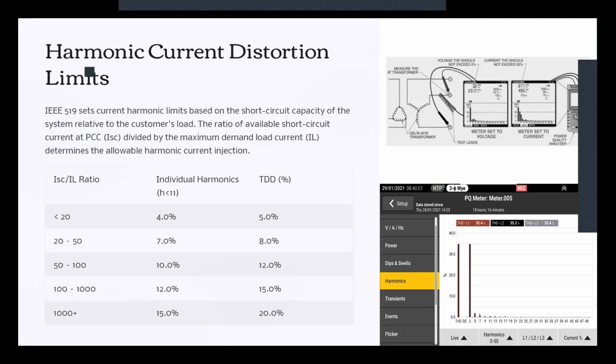Now, the table also sets individual limits for specific harmonic orders, like the fifth or seventh, especially the lower harmonics. So it ensures no single harmonic becomes too dominant. These limits apply at the PCC, not to individual equipment, so it's a system-level performance. This approach avoids unnecessary over-design and encourages smarter system-wide planning and filtering.